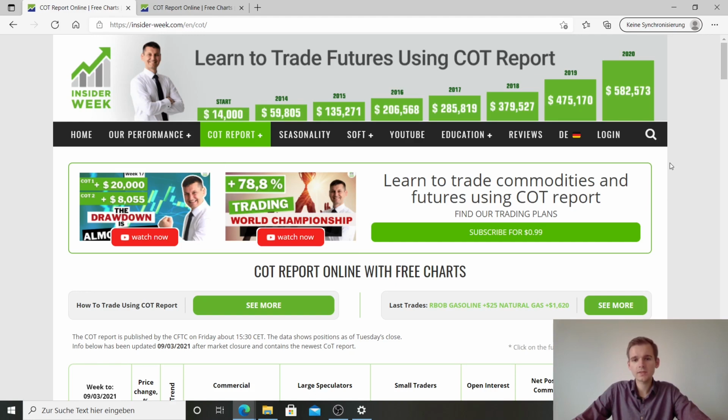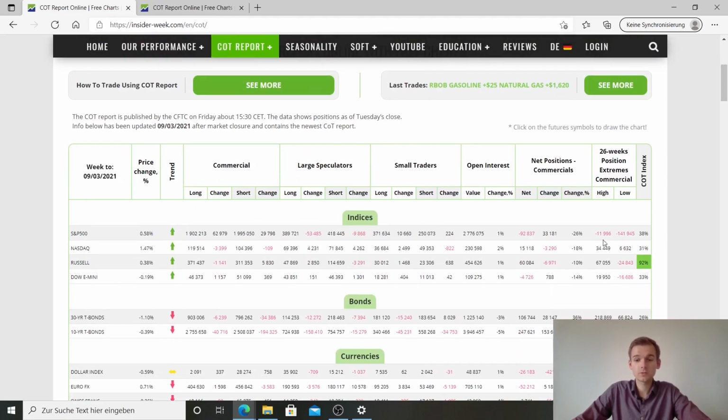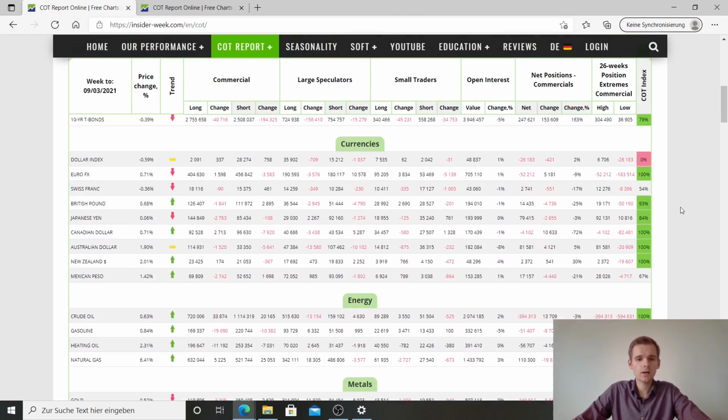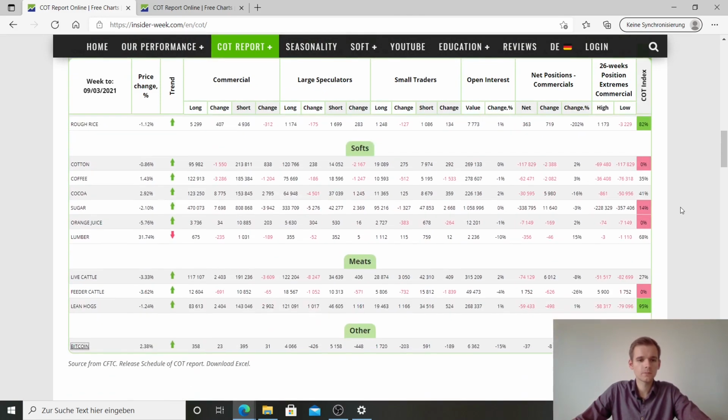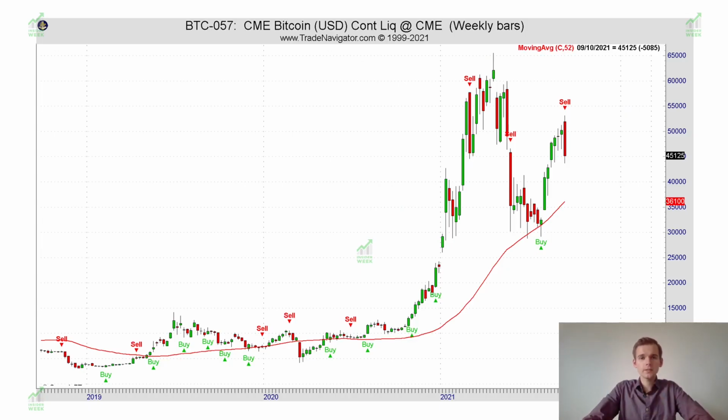So here you see our website, and this is our COT card, where we have all the markets that we observe in trading. Let's take a look at Bitcoin. Before we start right into the analysis, I want to show you this short overview about the signals our system has produced in the past. What you see is a weekly chart of Bitcoin, and I will show you the signals in more detail in the daily chart later in this presentation. But I will only focus on the last signals because otherwise we would go beyond the scope of today's video.